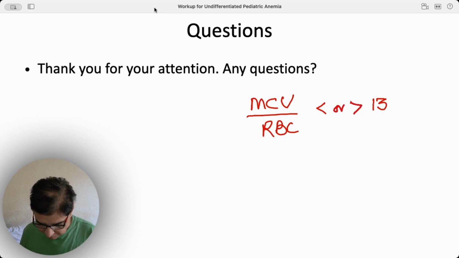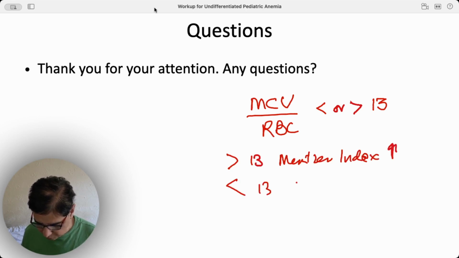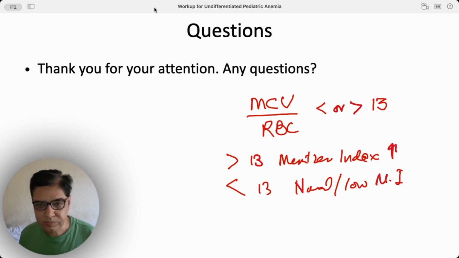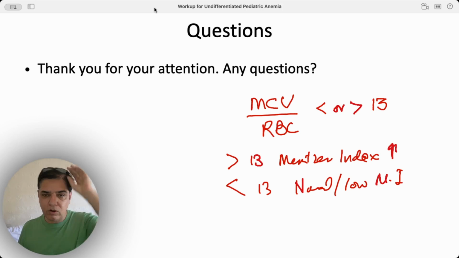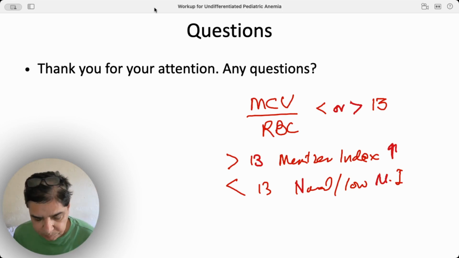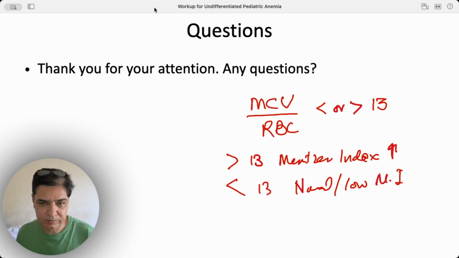If it is greater than 13, your Mentzer index is high. If it is less than 13, you've got what we call a normal or low Mentzer index. Before you embark on the Mentzer index, remember, it can only be appreciated if the child is mildly anemic. If the hemoglobin level is too low, don't do the Mentzer index, because it is only applicable in mild anemia.